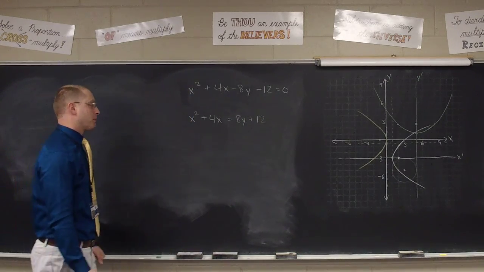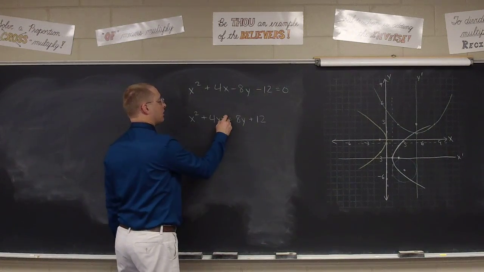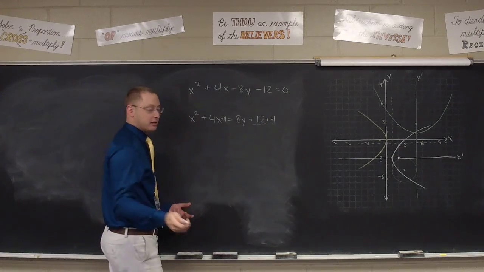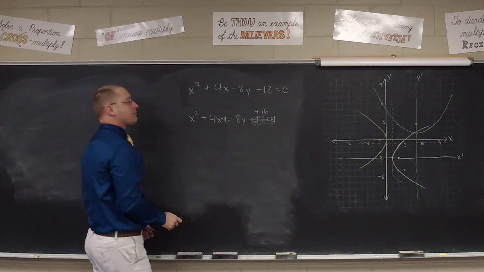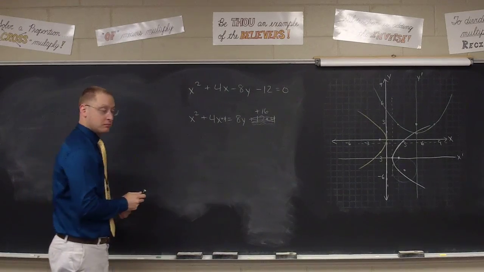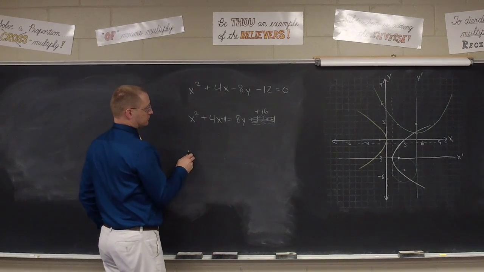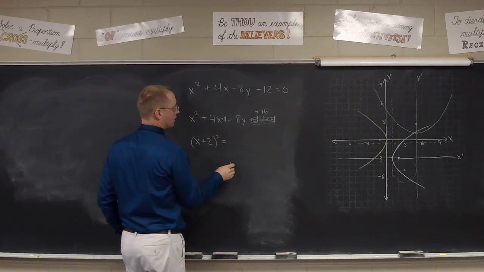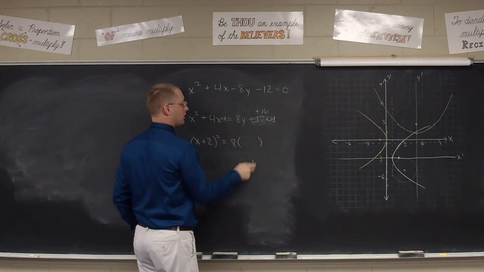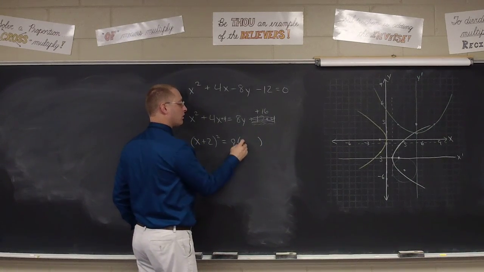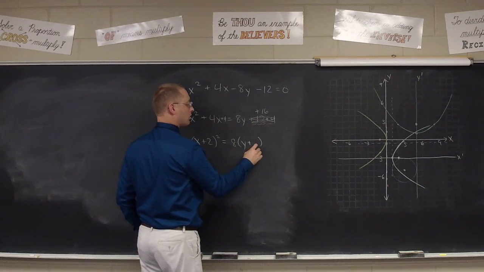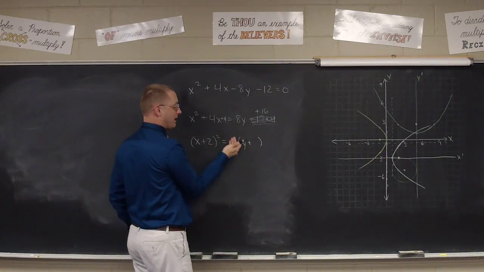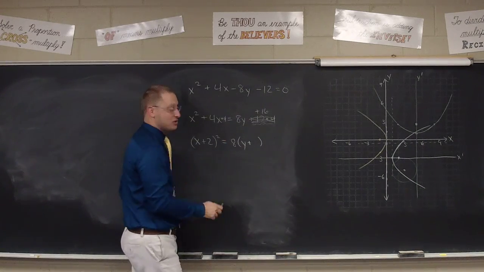No, complete the square by adding 4 on both sides, which of course makes this 12 plus 4 really 16. All right, now that we've completed the square, we work backwards. Well, we get (x + 2) squared, and then we factor the 8 out on the other side to get y + 4. We're pulling 8 out of everything: 8 out of 8y gives y, and 8 out of 16 gives 2.